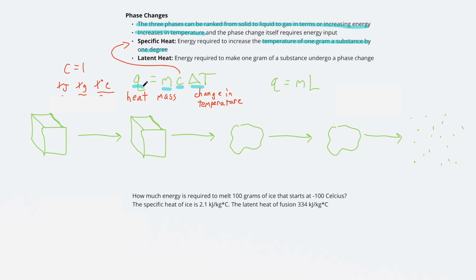And Q is the amount of heat that's been put into a system, and Q will always be in a unit of energy. So most of the time that's going to be joules or kilojoules.